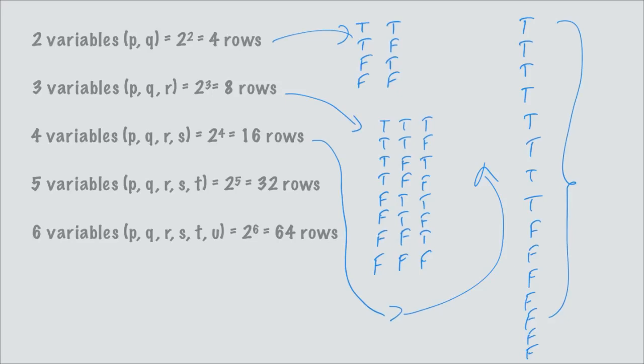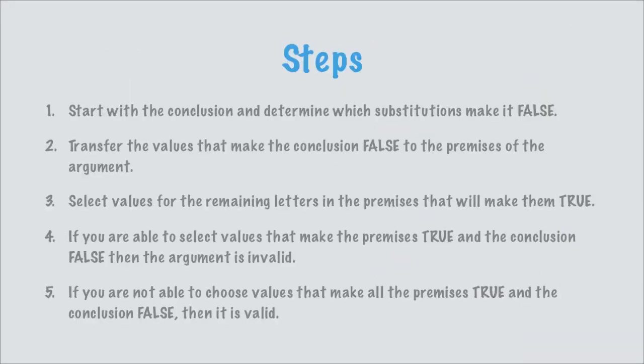What the short method does is have us focus in on just those rows, and we do it by creating those rows ourselves. Rather than plugging in all the possible combinations, we start with the conclusion and try to determine which substitutions would make it false. If I want to know whether it's possible for there to be all true premises and a false conclusion, the first thing I do is pick T's and F's such that the conclusion is made false. Then whatever values I pick for that conclusion, I have to put those into whatever premises.